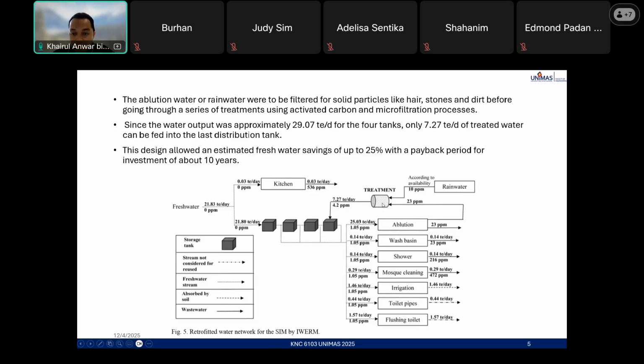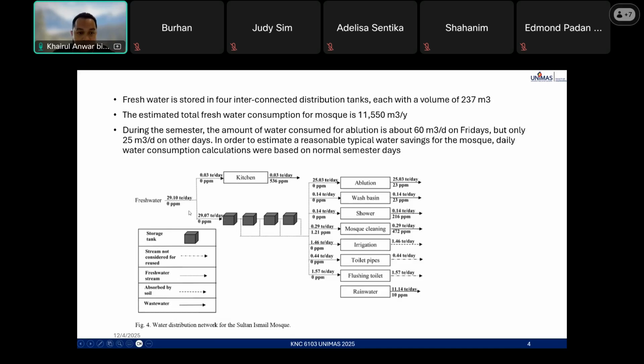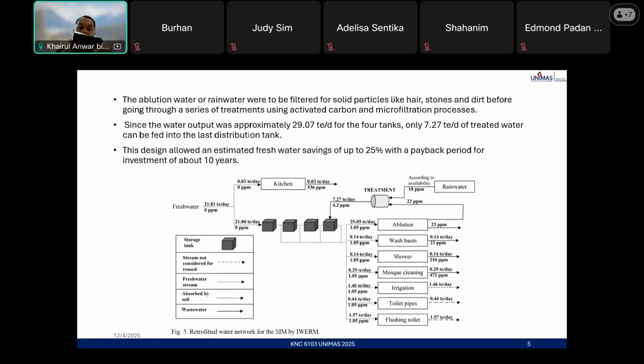For this treatment, it will reduce the concentration to 4.2 ppm. Meaning you can reduce the fresh water to 21.83 instead of 29.1. How much is that? It's 7.27. So you can save around 7.27 ton per day.